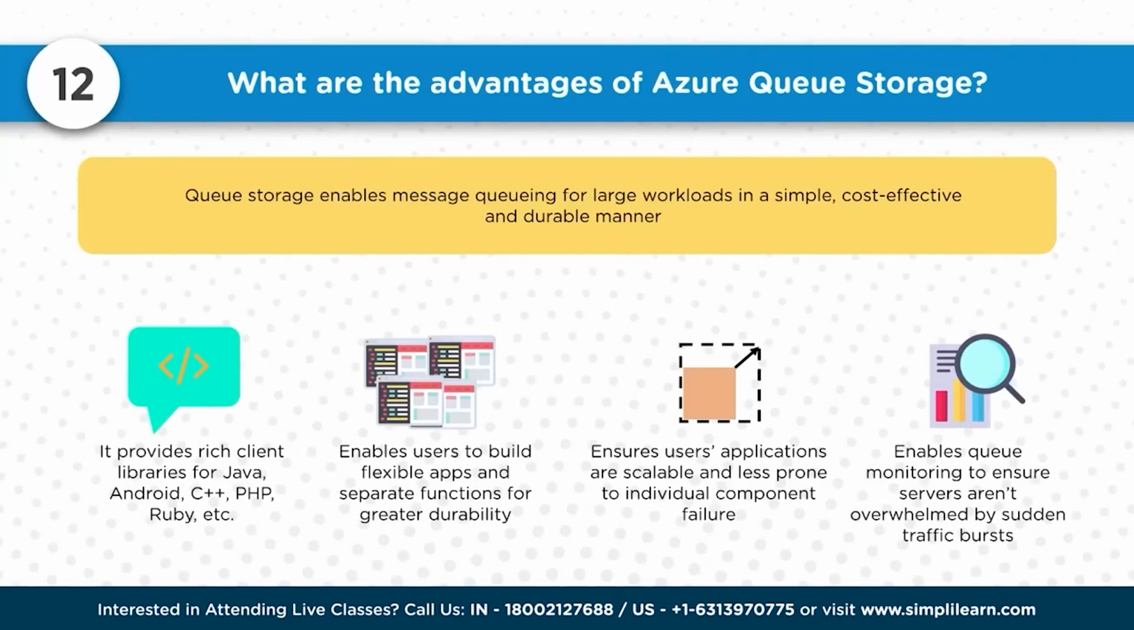And the main advantage again is it enables users to build flexible apps and separate the functions for greater durability. Again, the introduction of queues into our application ensures our users' applications are scalable and less prone to individual component failures, meaning one component failing is not going to take the whole application down. Right? If one component fails, it's just that component that fails. The rest are healthy and the rest are going to function.